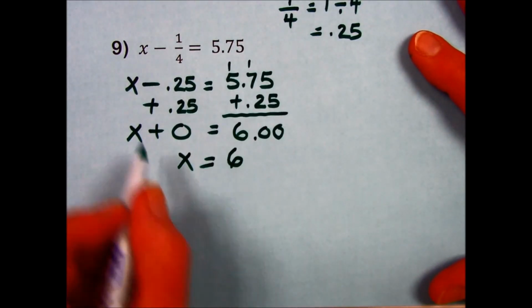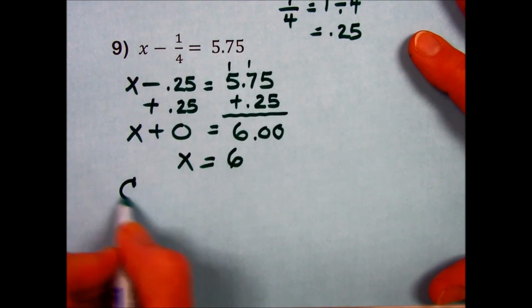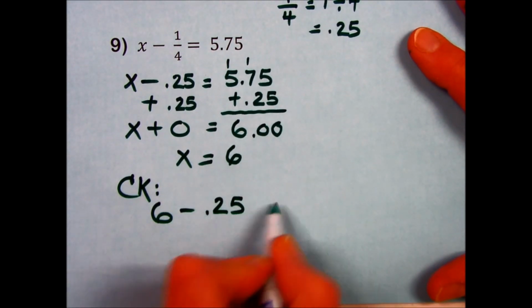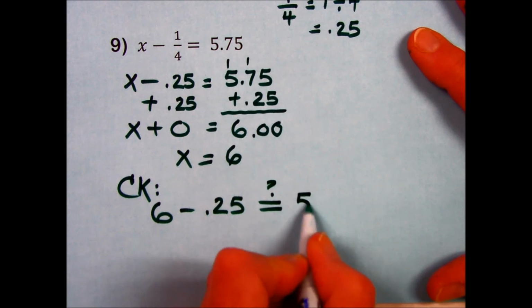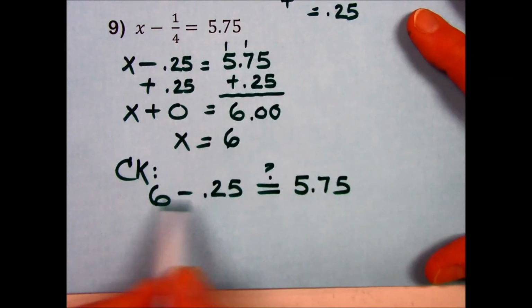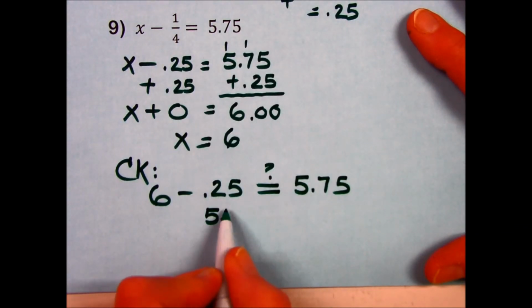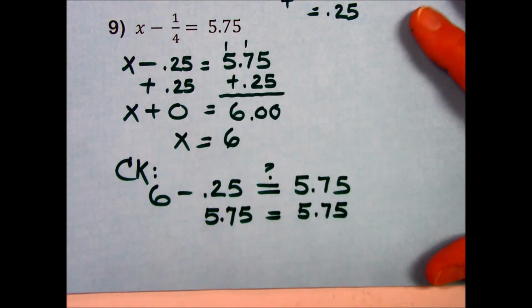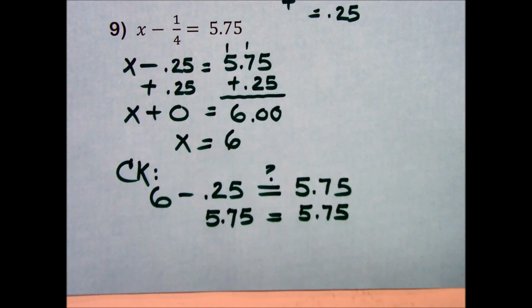Checking this, replacing x with 6, 6 minus 0.25, does that result in 5.75? And if you do the subtraction, you will find that it in fact does. Because we have the equality here, we know that our solution must be true. X is equal to 6.